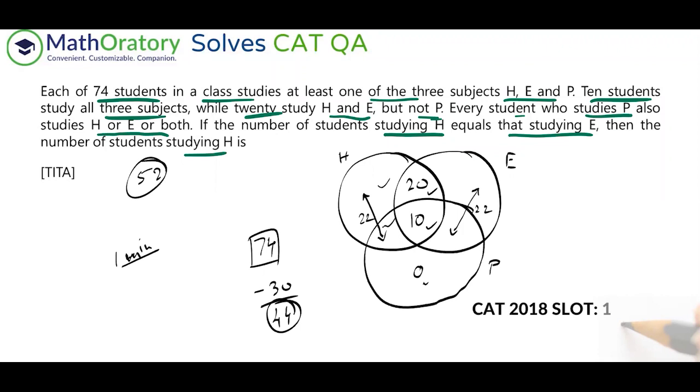The only thing is that every student who studies P studies H or E or both. If you go through our lessons, you'll find these kinds of information presented in some set or the other, so that you have an exposure to it. So immediately it should strike you that only P should be zero. So typically a very easy set. I would definitely recommend you to solve this in the first round itself.